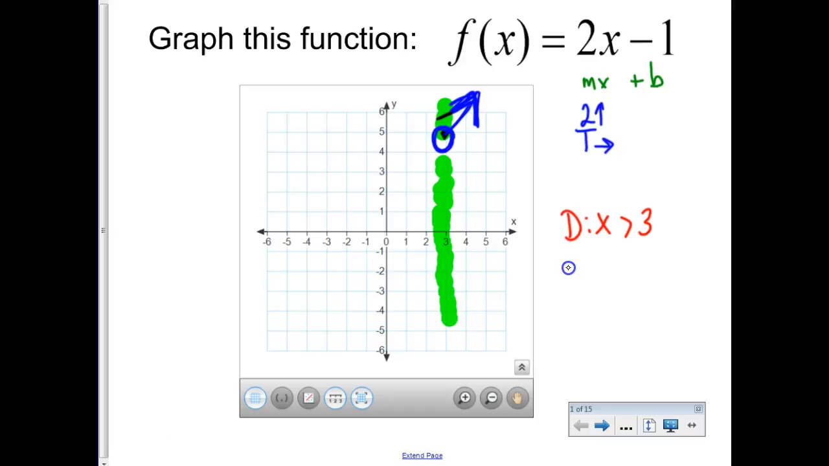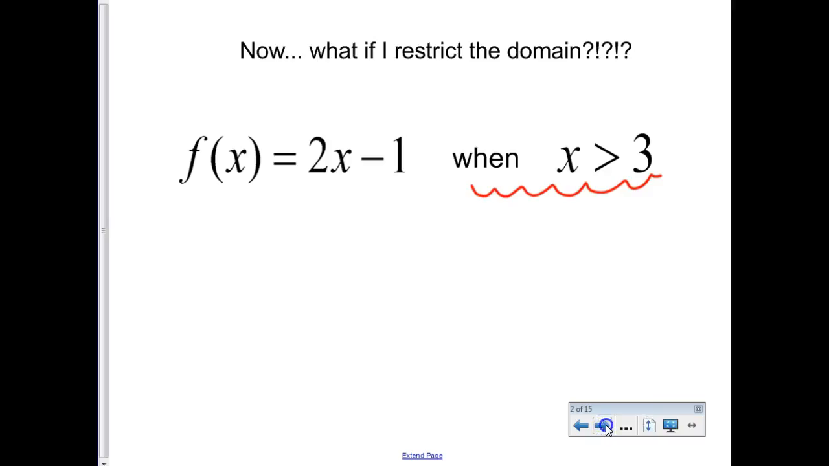Now, this is the essence of a piecewise function. Depending on what part of the domain I'm looking at, I'm actually going to be looking at a different function. So everyone should have 2 colors and 1 highlighter handy. Got it?